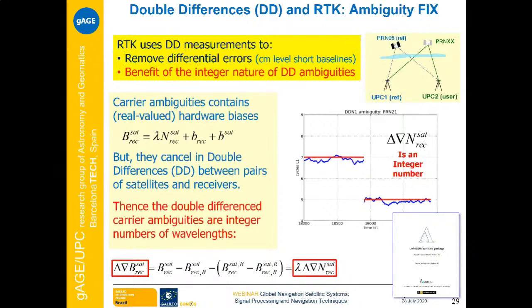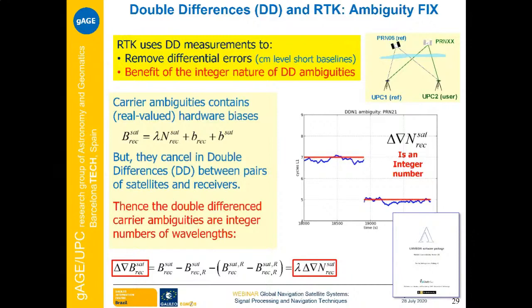But in the case of carrier, we use double differences in order to take benefit of the integer nature of the ambiguities. What does it mean? Well, this is the content of the ambiguity term. This is the content of the ambiguity that we have to estimate, the ambiguity we have to fix in order to repair the carrier.